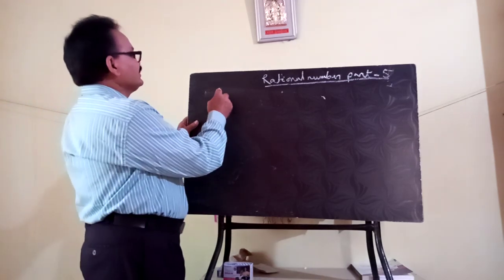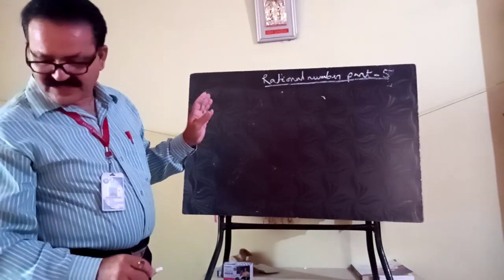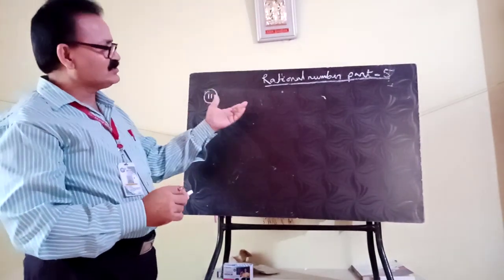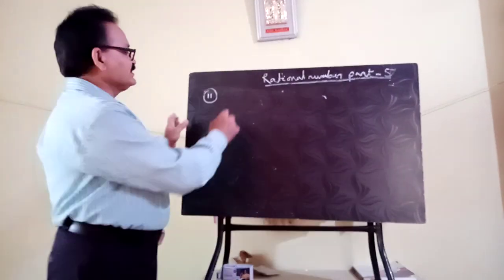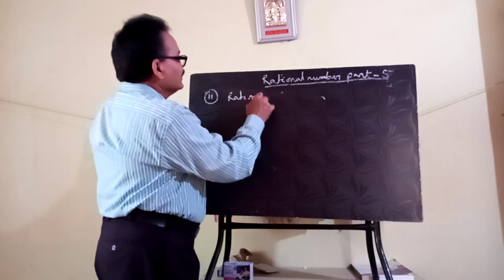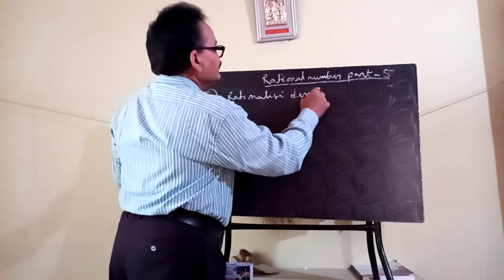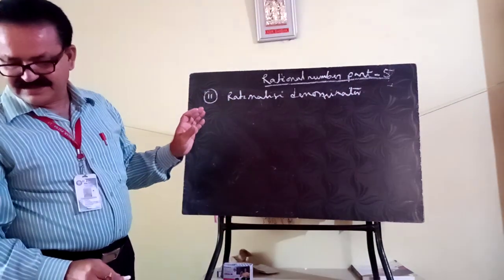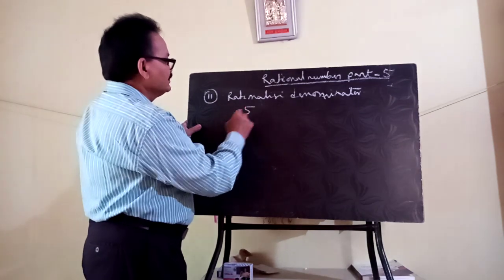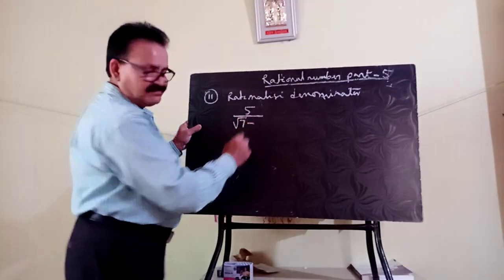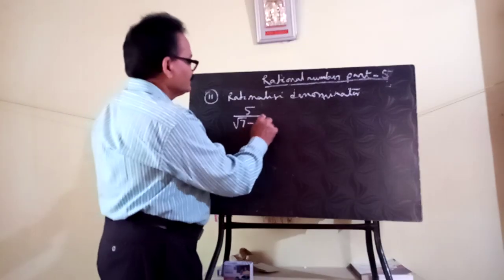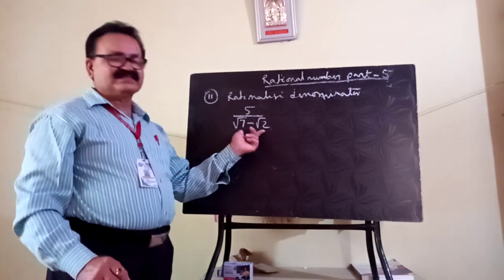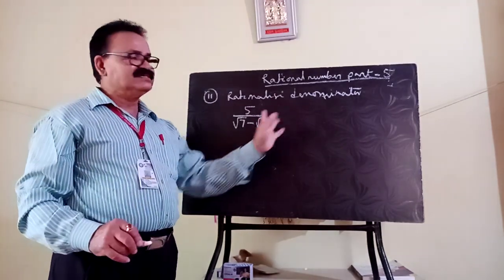Suppose there is a question that you have to solve, say question number 2. This is also rationalizing the denominator. Rationalize the denominator. Your question is 5 divided by square root of 7 minus square root of 2. In this case, root 7 minus root 2 is an irrational number. Your target is to rationalize the denominator.